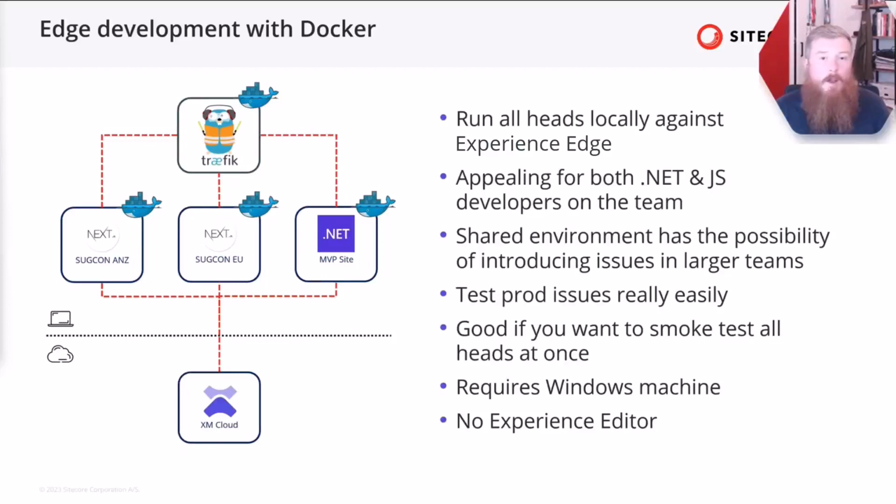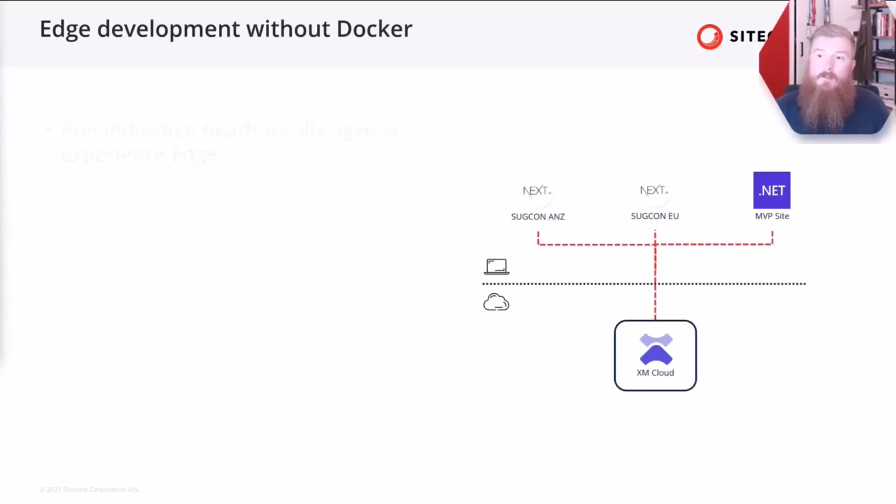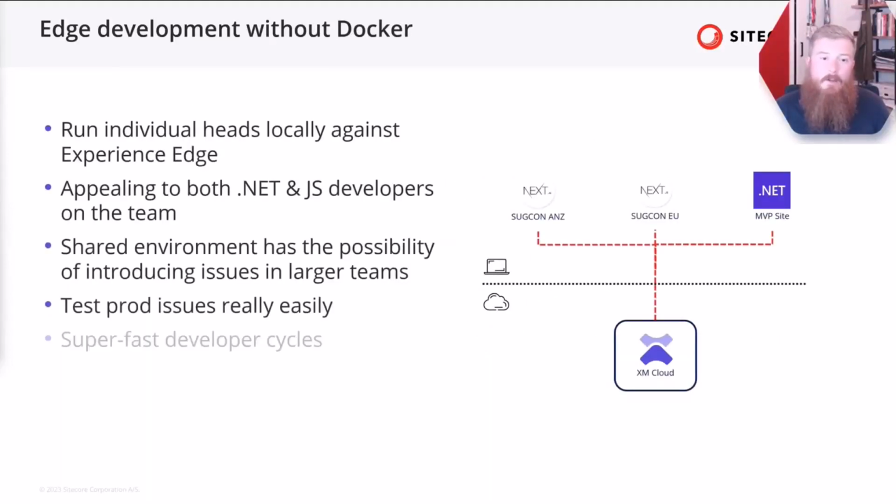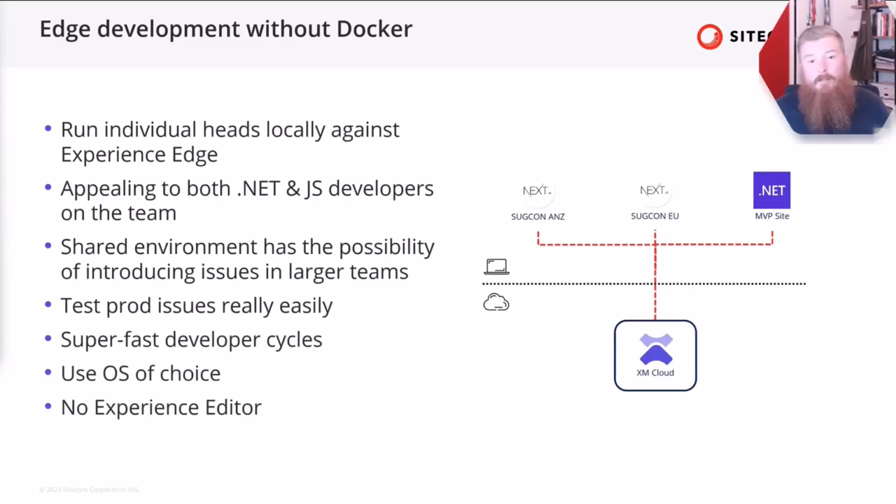But there is one other way that you can run this repository. And this is what we're calling edge development without Docker. And it's very similar to the approach we just looked at, but instead of running the heads in containers, we're running them directly on the host developer machine now. So if this is a JavaScript head you're working with, you'll be running it directly through NPM. If it's a .NET-based head you're running, you'll be running it through the .NET CLI or directly through Visual Studio.